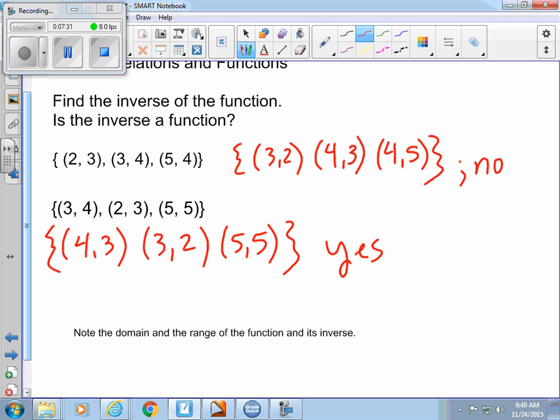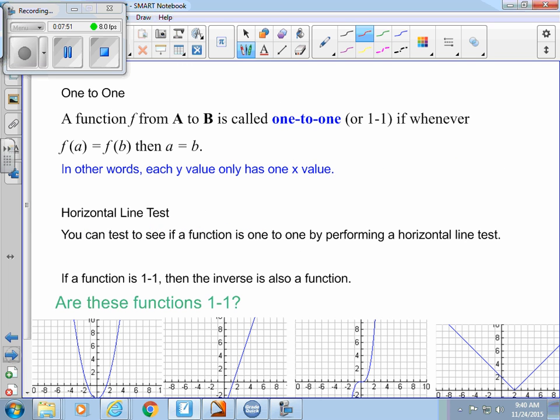The domain and the range of the function and the domain and range of the inverse, they switch. X and Y switch. The definition that Hunter just said earlier, when she said, hey, if the y's don't repeat, then the inverse is going to be a function.